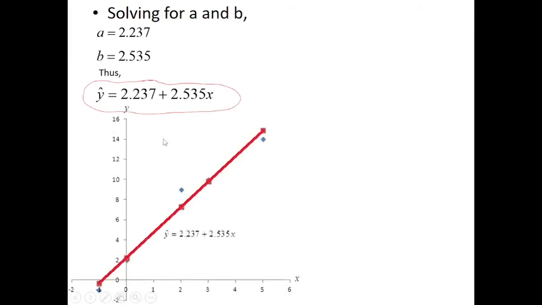So, ito yung graph, no? Ng ating y hat equals 2.237 plus 2.53x, no? Y hat, okay, 2.237. So, pwede nyo mag-graph yan using Excel, no? Plus 2.535x. Okay? So, kung mapapansin nyo, ito yung blue yung sa mga actual points, no? Yung red yung approximating point. Okay? Yung red.